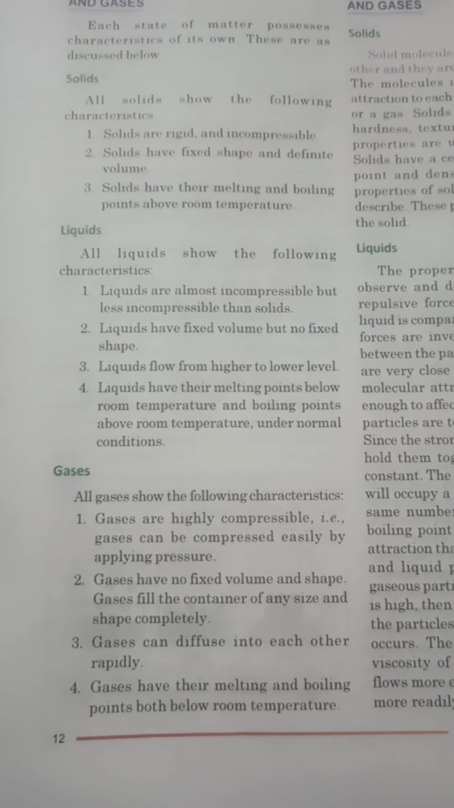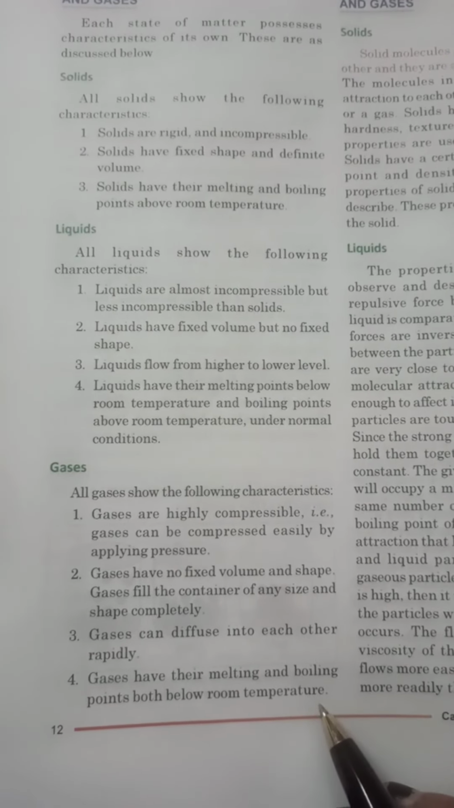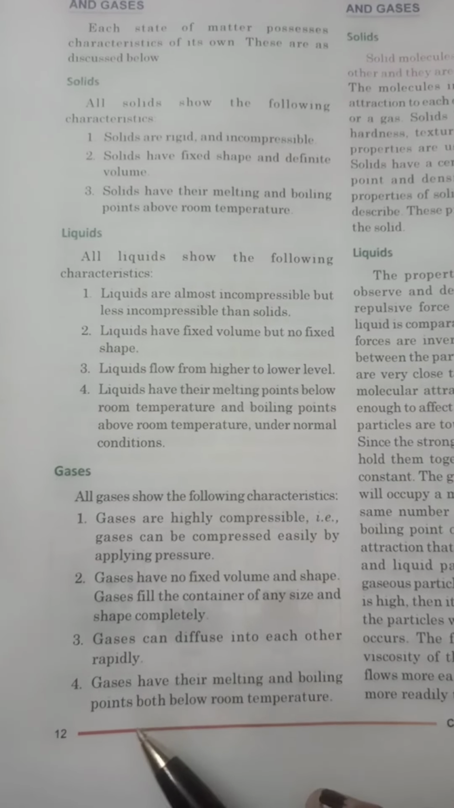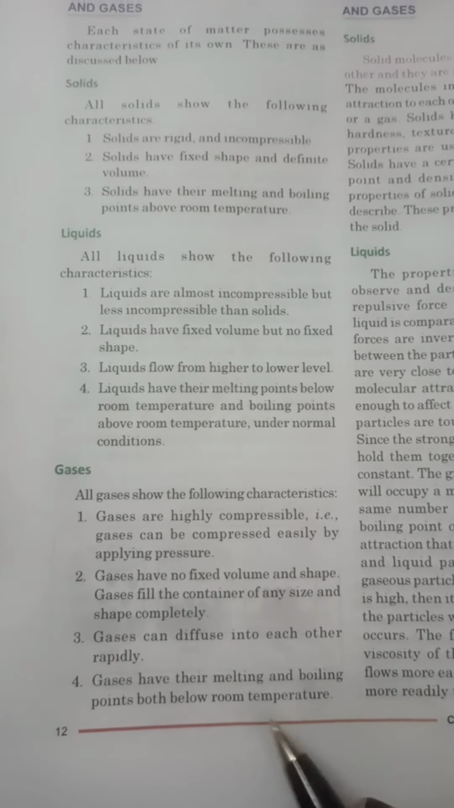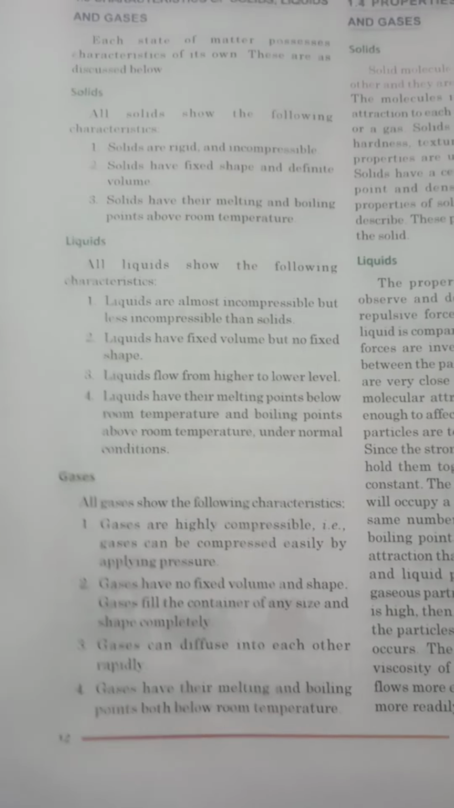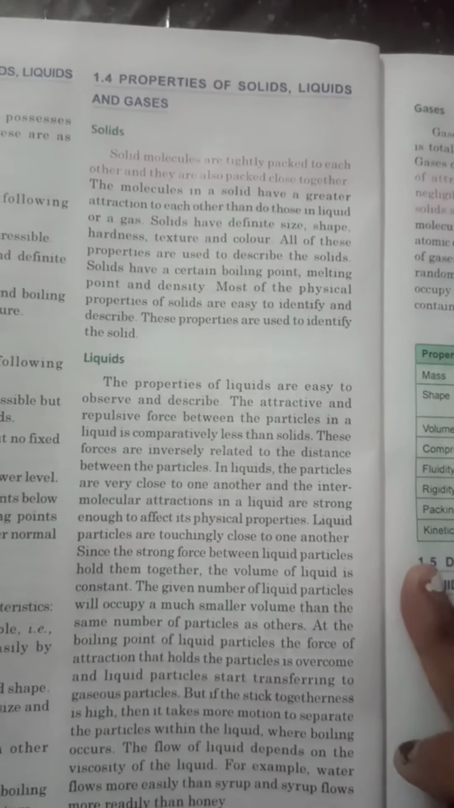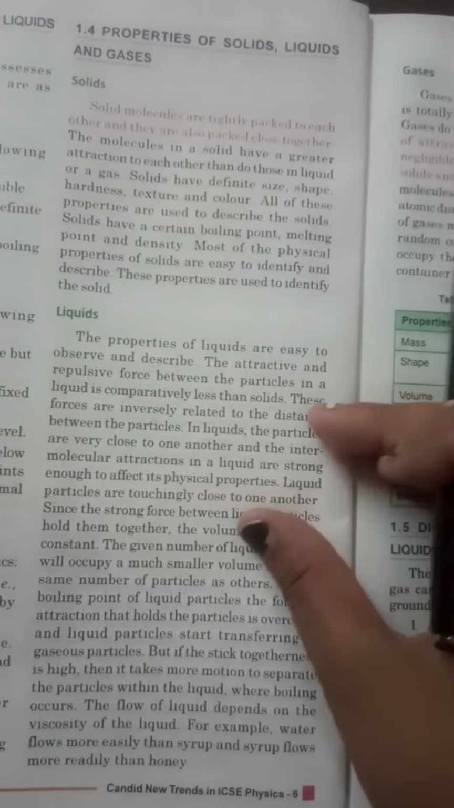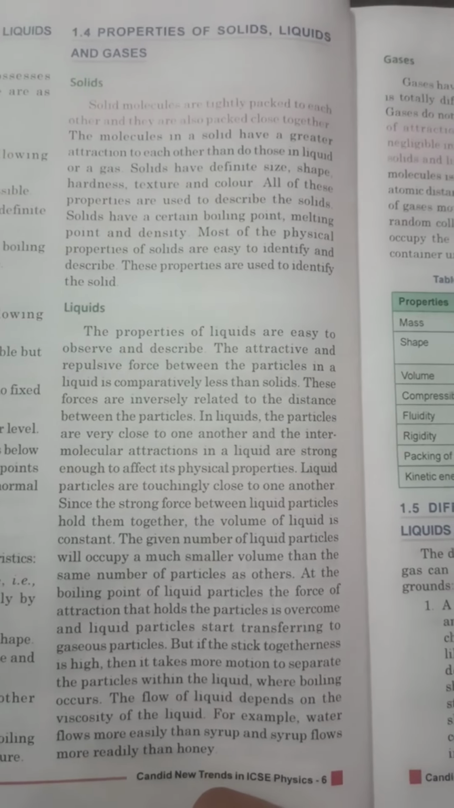Now, gases have their melting and boiling points below room temperature. The melting point and boiling point of gases are below room temperature. Okay, the temperature has to be less than room temperature for the melting and boiling points of gases.